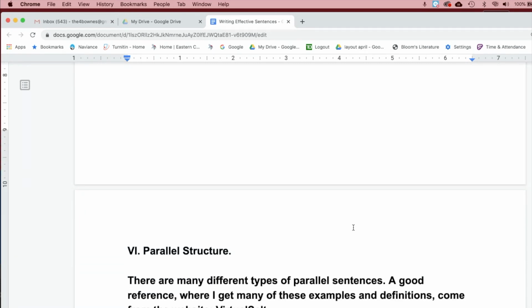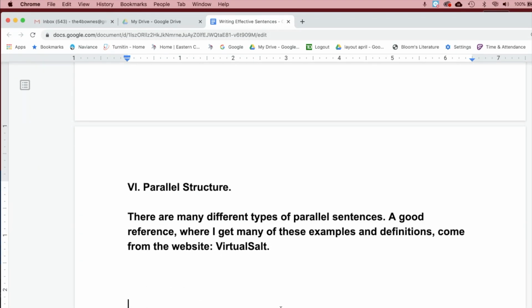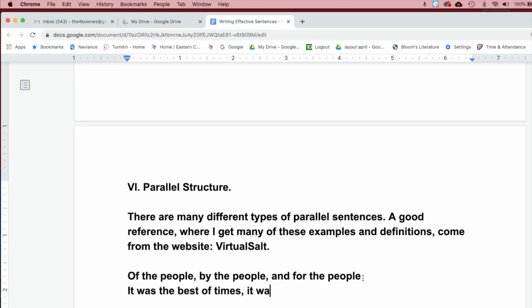All right, let's talk about parallel structure. I'm going to have another lecture going over the various types of parallel structure, but things like this: "of the people, by the people, and for the people." That's parallel structure, right? That's also epistrophe, with the repetition of the last word here, okay? "It was the best of times. It was the worst of times." This is antithesis. Okay, another type of parallel structure.